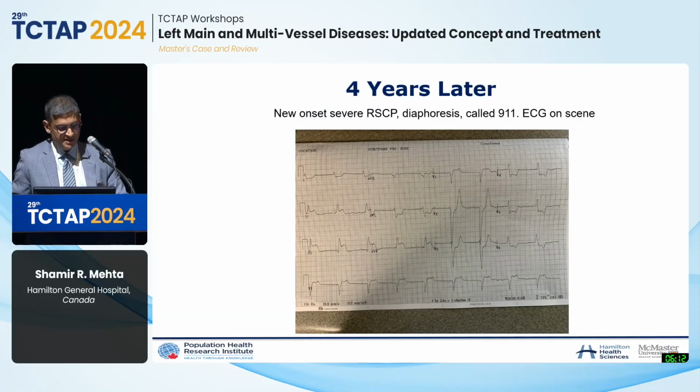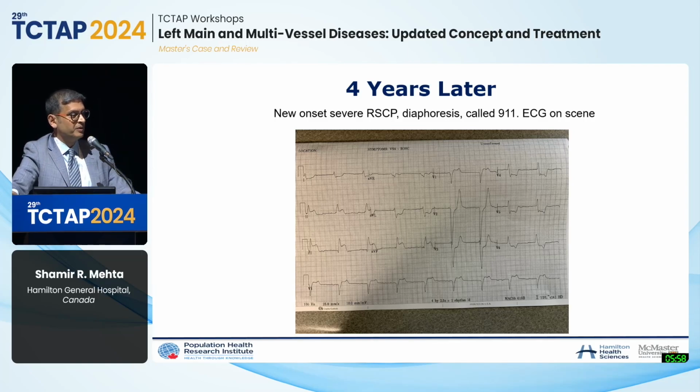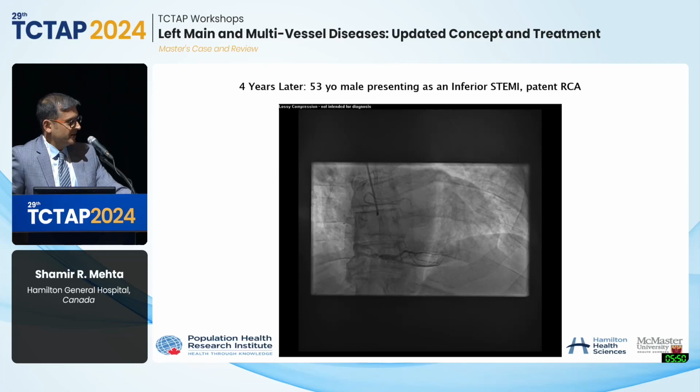So this was the ECG at the scene. It was another inferior STEMI. So how many think now it was the culprit RCA that was done? Hands up. And how many think it was the 70% circumflex? Hands up. Okay, more for the culprit RCA. So here's the RCA. It wasn't the RCA.